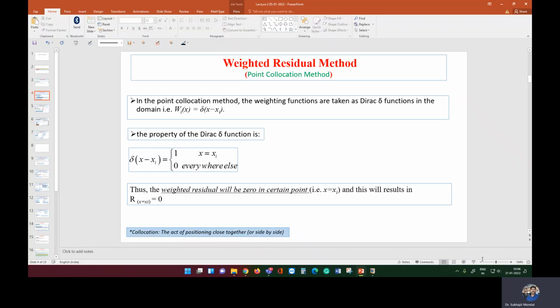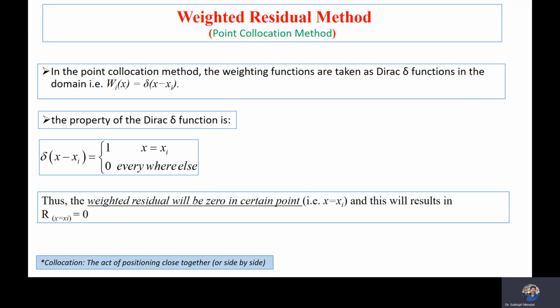We make the error 0 in some selected points. Collocation means basically making close together. So here what we are doing is making our approximate solution and our actual solution very close. So basically we are doing collocation. How are we doing it? We are making the error 0 at the selected points.